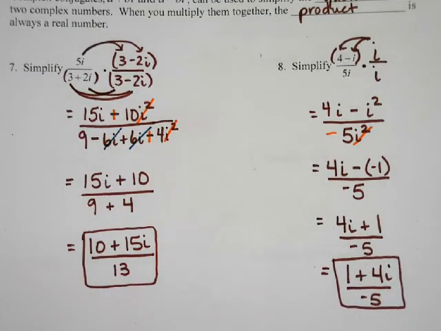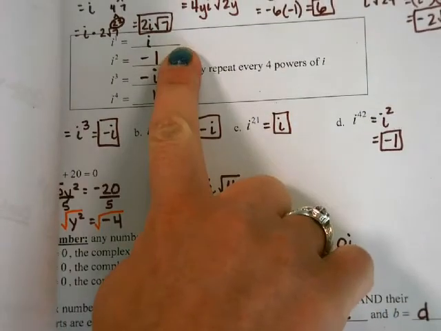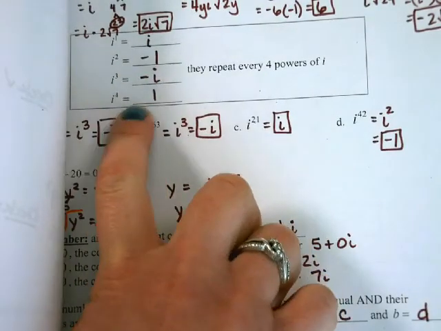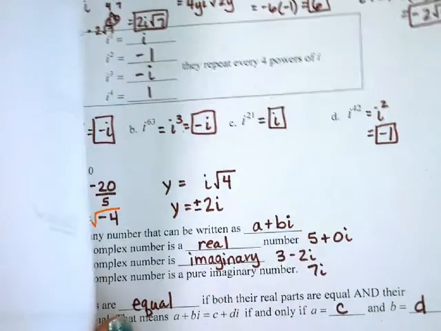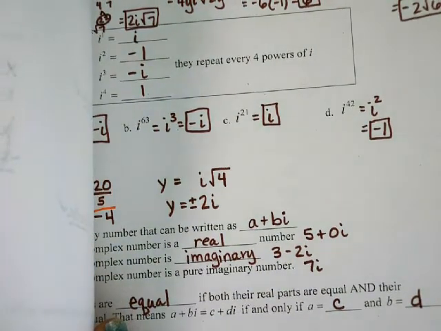Okay, questions on imaginary numbers? Okay, what I would suggest is that you, on the top of your worksheet, write the powers of i. So i, i squared is negative 1, i cubed is negative i, and i to the 4th is 1. That's my big suggestion for the day.